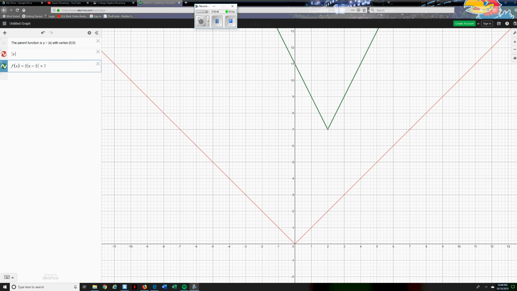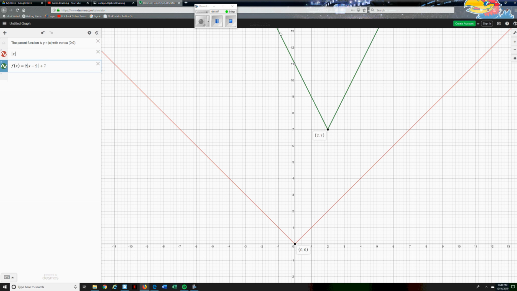So you can see here, the parent function is y equals absolute value of x with vertex 0, 0. There's our vertex right there. All right, where's our vertex here? Our vertex is 2, 7. So you'll notice that what we've done is we've moved right 2 and we've moved up 7. Those were two of our transformations.